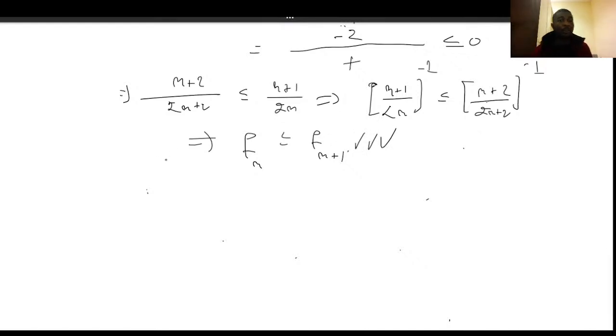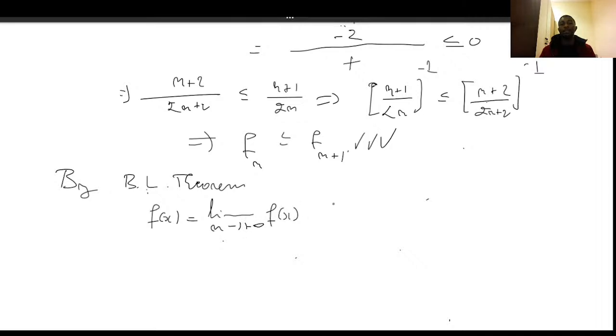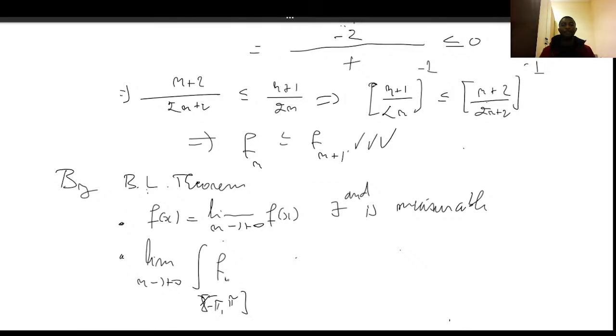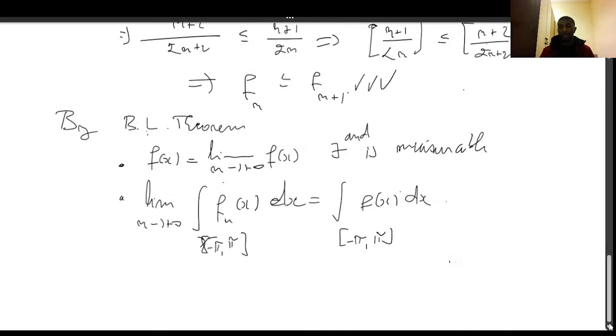increasingness of the function. Because of our increasingness, we can use the Beppo-Levi theorem. We know that the limit as n goes to plus infinity of fn of x exists and is measurable, and also the limit as n goes to plus infinity of the integral over minus pi to pi of fn of x dx should just be the integral over minus pi to pi of f of x dx. So let us compute f of x and see what f of x will be.